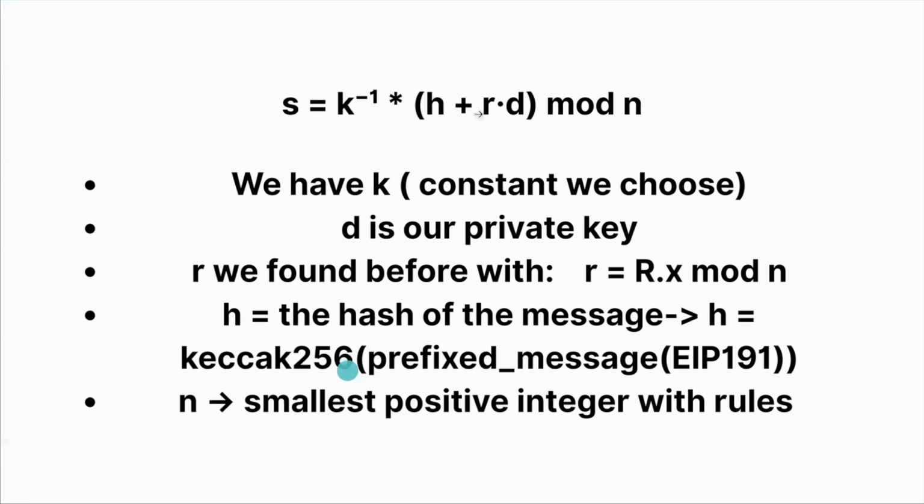The r we found before. D stands for the private key that we have. We all have a private key that is 32 bytes. We can take it and put it here. And then all of this, we do mod n, because we are still in the smallest positive integer inside the finite field. Then we get the S.